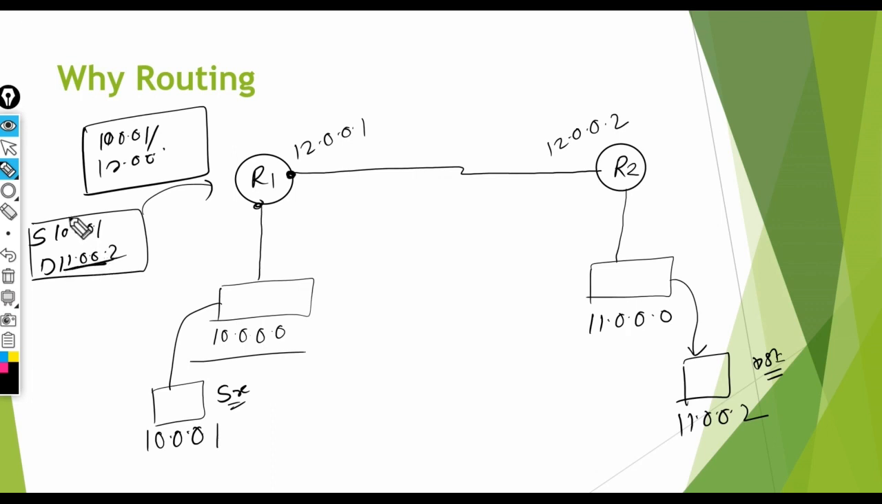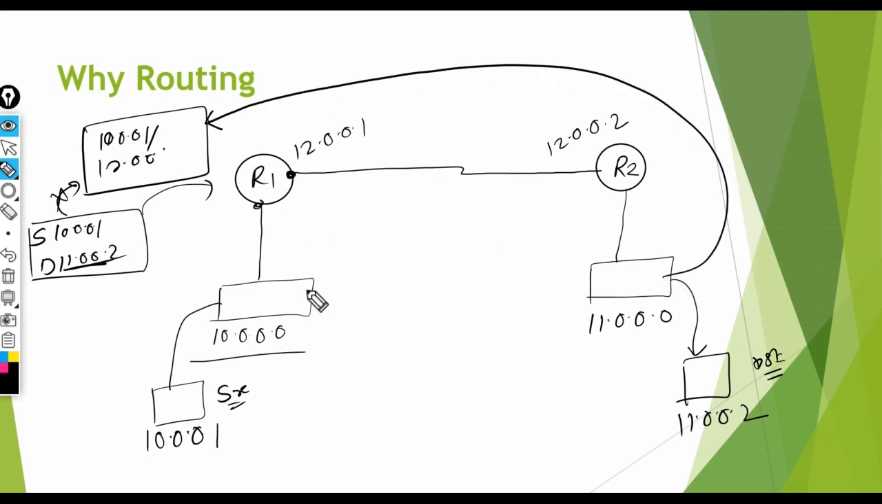But this is not available in the routing table, so your packet will be dropped. It is your responsibility to bring this 11 dot network into this routing table, and only then will you be able to communicate. So this is where you need routing.